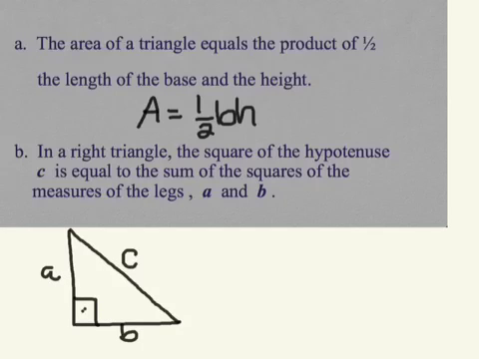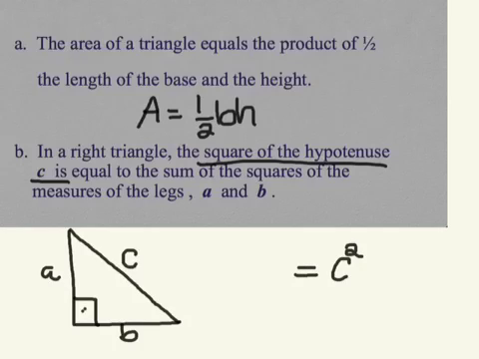Actually, the A and B are interchangeable. And so what they're telling us here is that when you have this situation in a right triangle, the square of the hypotenuse is, there's that word "is" again. So C squared, that's the square of the hypotenuse, is equal to something.